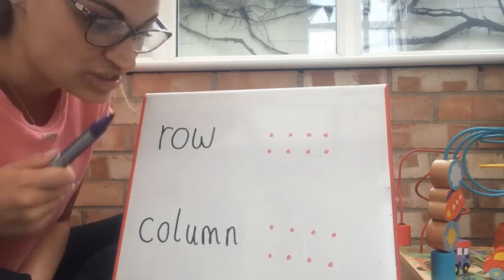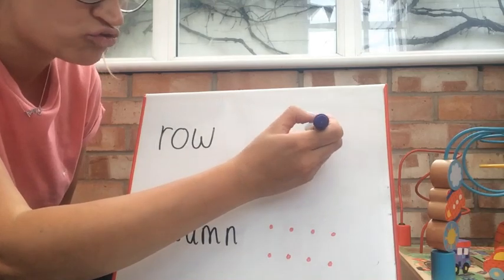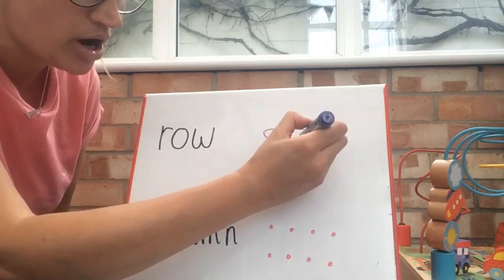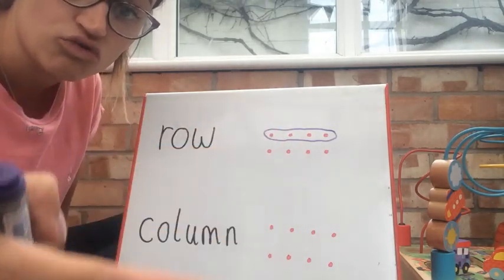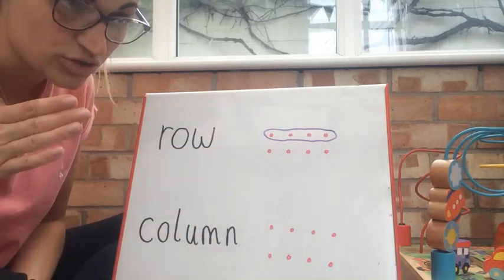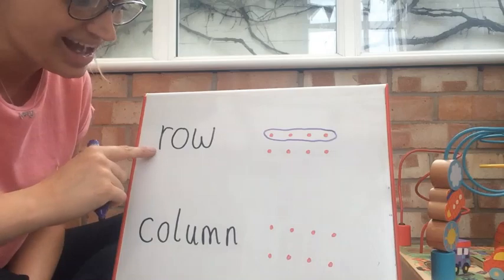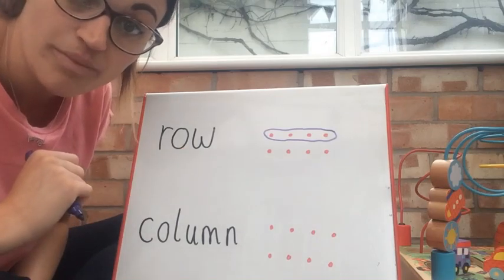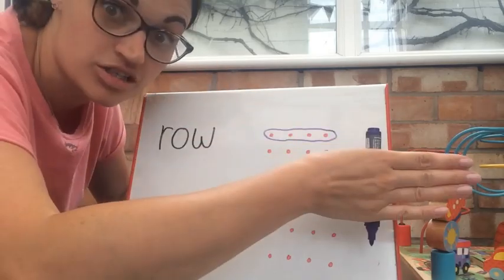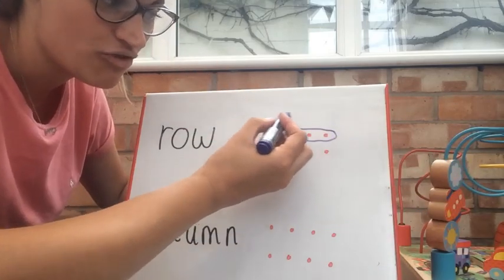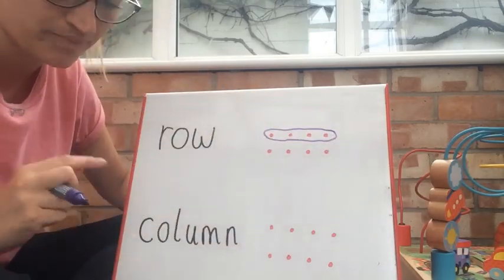Now remember this, row means across. So in Palm class, you sit in rows on the carpet, don't you, in your groups. So think about that in your head, you're sitting across. And when you're rowing a boat, you have to row a boat to cross the river. So row, row, row, across, across. So rows are going across.